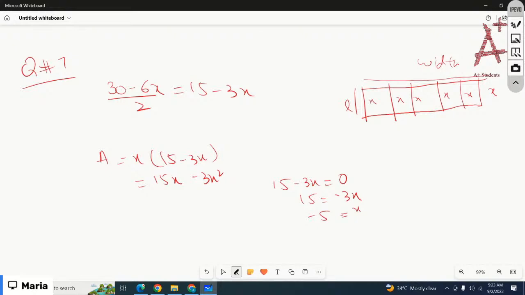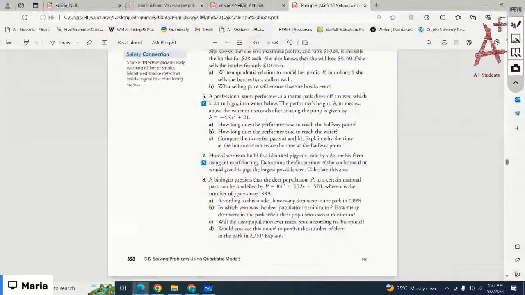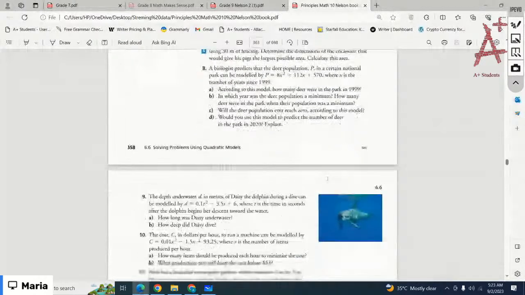So it would be 30 minus 6 times 2.5 over 2. When you evaluate, it would be 7.5. That means the total width of the enclosure is 7.5 and the length of each pen is 2.5, right? So the total area is 7.5 times 2.5. That would be 18.75, right? Okay.